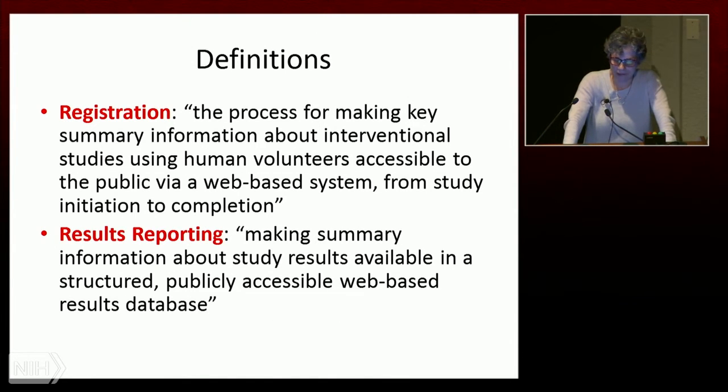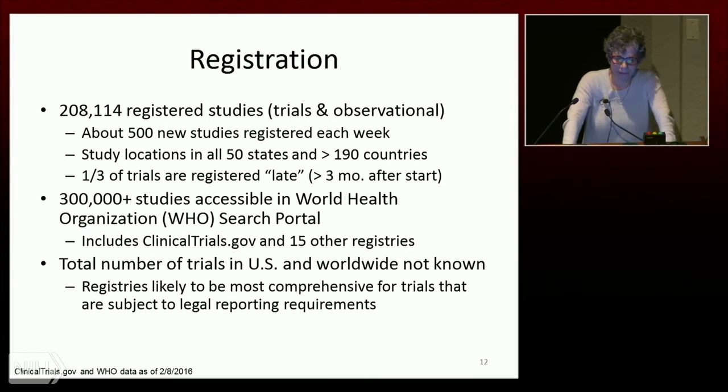So these are the definitions that I just gave you. At this time, ClinicalTrials.gov has over 210,000 registered studies. These include both interventional studies, otherwise known as clinical trials, and observational studies. We get about 500 new trials registered per week.